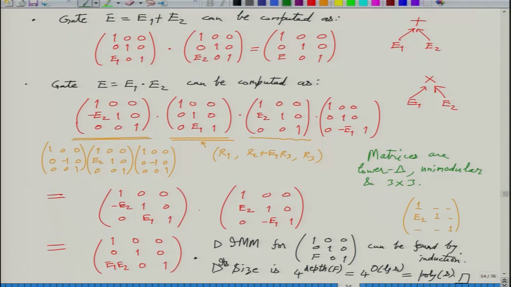So that is one way. We have converted formula to width 3 ABP. Tomorrow we will do the converse. It's almost obvious how to do that, an easy solution. And then we will talk more about width 2 ABP.